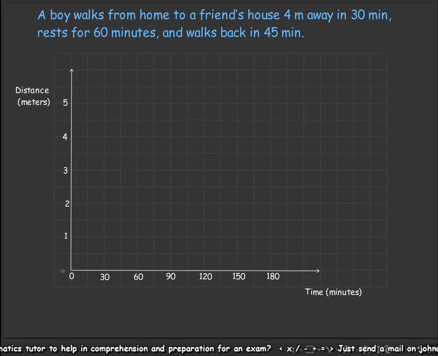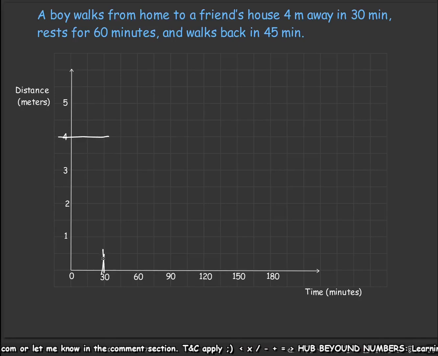Now, we said earlier on that 0, 0 here is your initial point. So if this is our initial point, the boy walked to his friend's house, which is 4 meters away. So we want to get here. This is the 4 meters away. This is 4. That is our distance in meters. 4 meters away in 30 minutes. So 4 and then 30. Where do they both meet? They both meet over here.